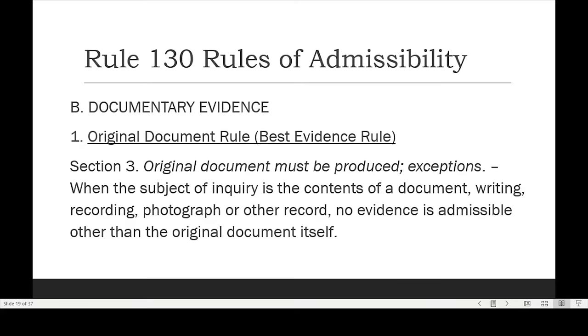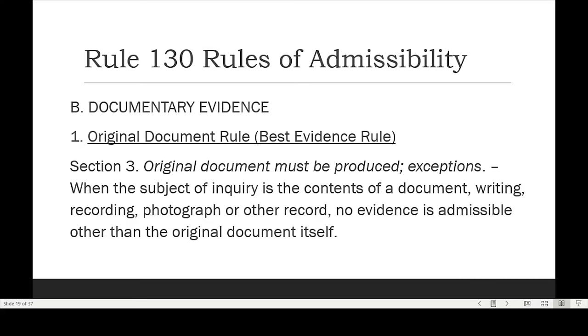So section 3 is saying that if a document is offered as a documentary evidence, and we already know how to determine if a document is being offered as a documentary evidence, then the document must be the original one. The document presented in court must be the original document, not a photocopy of it. A photograph of the document is not allowed. It must be the original document. So what's the purpose?